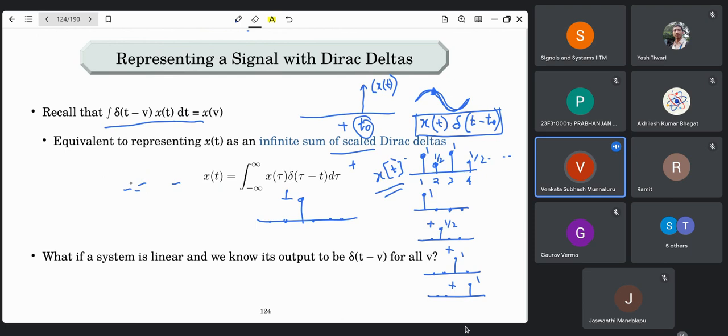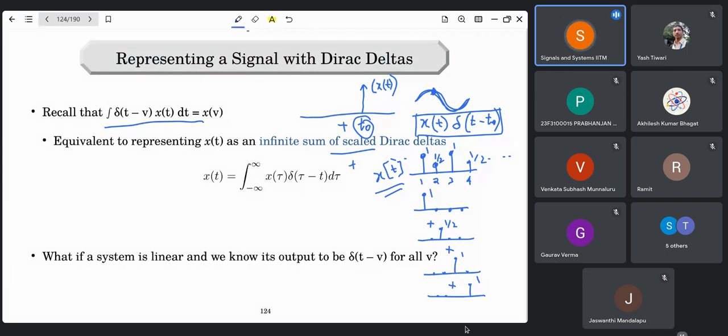Now let's connect this with linearity. How does this connect with linearity? If you have the signal value at, let's say, one particular point t naught, and we feed this as the input to a linear system, we get some output. Let's say the output for this particular input is h t naught of t. I'm just naming it with some variable, that's all. So the output for an input of this form is h t naught of t.